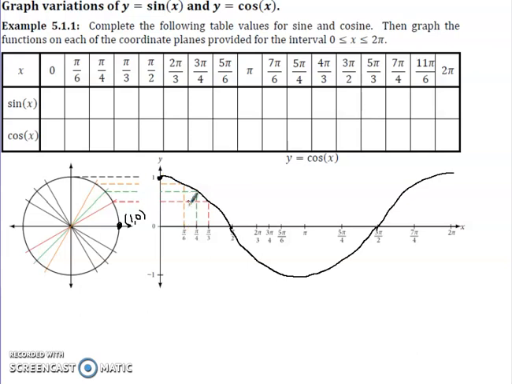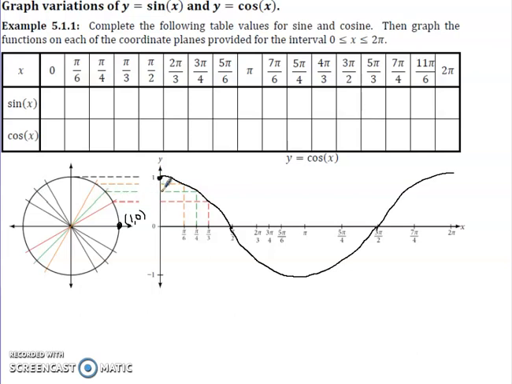At pi over 6, cosine is going to have a value of square root 3 over 2. So I'm looking at pi over 6 on my unit circle, and cosine is square root 3 over 2. Sine is 1/2. So at this pi over 6, or 30 degrees, my cosine value is square root 3 over 2. So the value of my function for cosine is square root 3 over 2, which puts us at that y value. Looking at the square root of 2 over 2, for cosine, that occurs at my pi over 4.